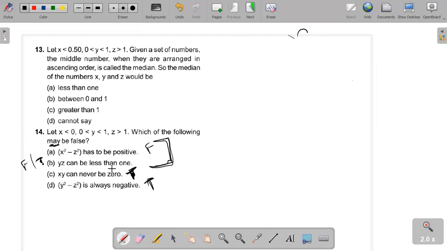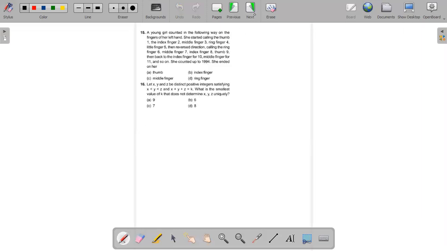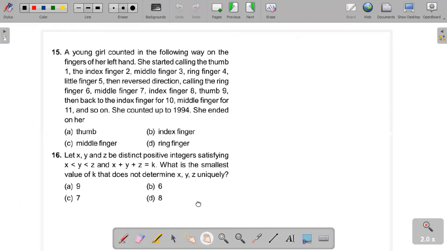So yz can be less than 1, but it can be greater than 1 also. So I have confusion in both these statements. According to me, both can be false, right? I have to check the answer. What is the answer? Is the question wrong or something?